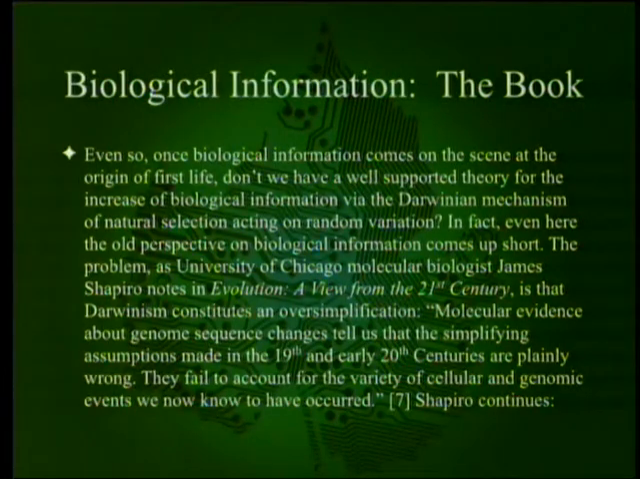Even so, once biological information comes on the scene at the origin of the first life, don't we have a well-supported theory for the increase of biological information via the Darwinian mechanism of natural selection acting on random variations? In fact, even here, the old perspective on biological information comes up short. The problem, as University of Chicago molecular biologist James Shapiro notes in Evolution: A View from the 21st Century, is that Darwinism constitutes an oversimplification. Molecular evidence about genome sequence changes tells us that the simplifying assumptions made in the 19th and early 20th centuries are plainly wrong. They fail to account for the variety of cellular and genomic events we now know to have occurred.